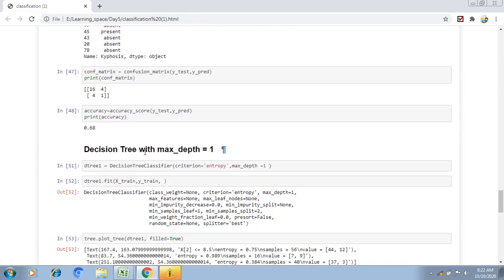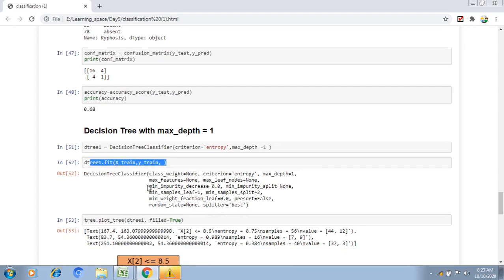The decision tree with max depth 1: here I am passing the max depth and also entropy, the same splitting criteria. D tree 1 equals decision tree classifier, the same sklearn class I'm using. I'm passing the entropy and max depth. Similarly I'm passing the training data, x train and y train. Object dot fit is my method. My training is over.